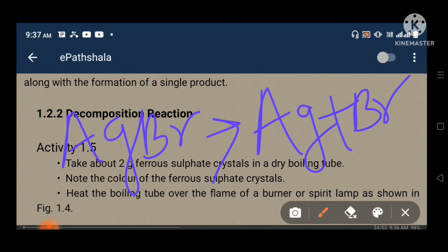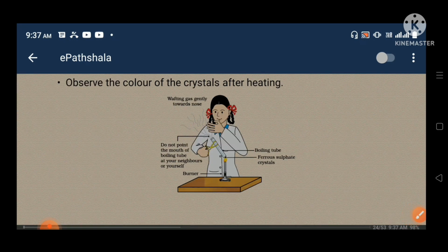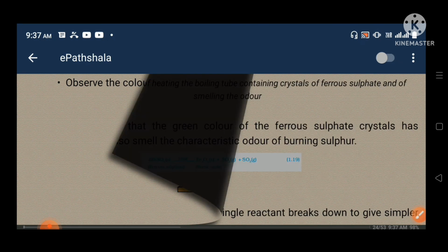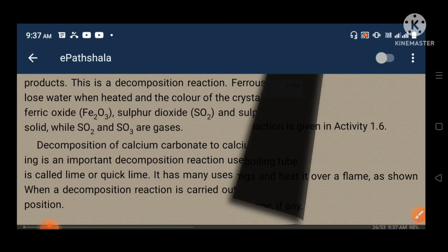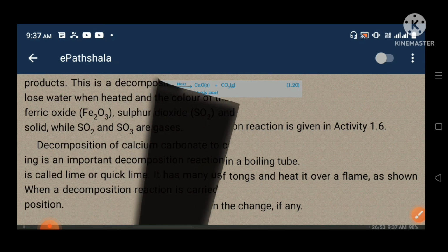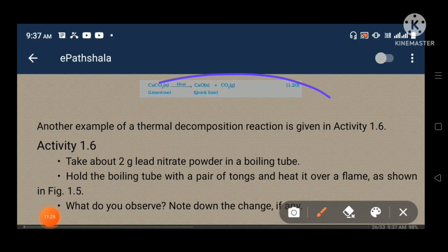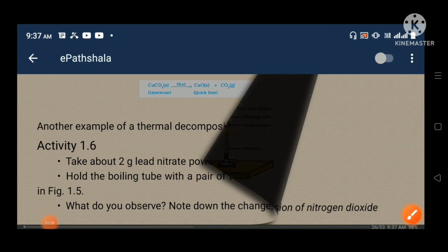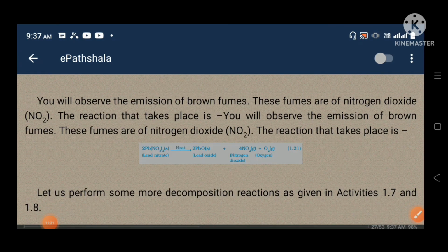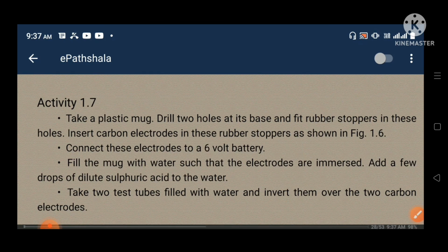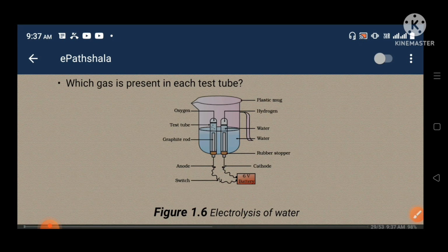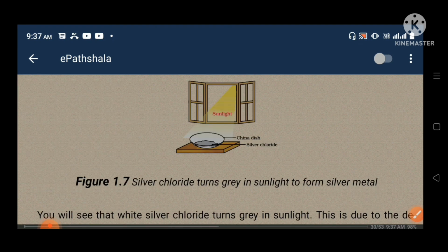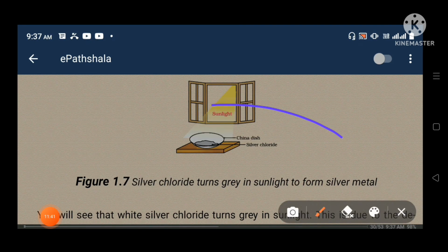Okay. Now in our next video, we will discuss the next reaction, that is displacement reaction. Today we have discussed this crystal. This was also discussed earlier, ferrous sulfate. This calcium carbonate also discussed. This also we have discussed. Heating of lead nitrate, this also discussed. Here also we have discussed this silver chloride.